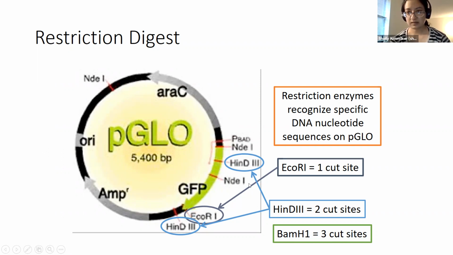plasmid. But what I want to highlight here is that this plasmid also has known sites for various restriction enzymes. So here you can see that there's one cut site for EcoRI, there's 2 for HindIII, and 3 cut sites for BamHI. Because we already know where these sites are, we should be able to predict how many DNA fragments you're going to get when you cut the plasmid with any combination of these enzymes, and what sizes the fragments should be.